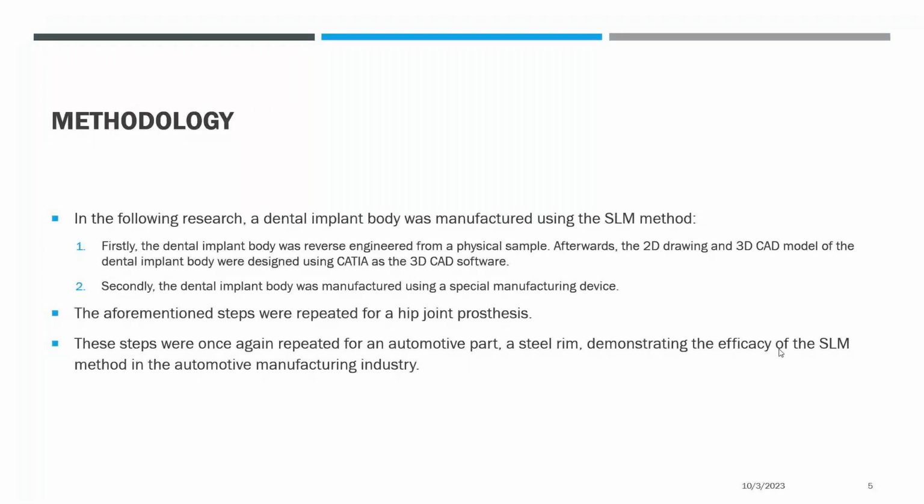technical specifications going forward. The aforementioned steps were repeated for a hip joint prosthesis. The steps were once again repeated for an automotive part, which was specifically a steel rim, demonstrating the efficacy of the SLM method in the automotive manufacturing industry. As you can see, we will investigate three different types of products and parts in two different industries. The first and second being medical, and the third being the automotive industry.